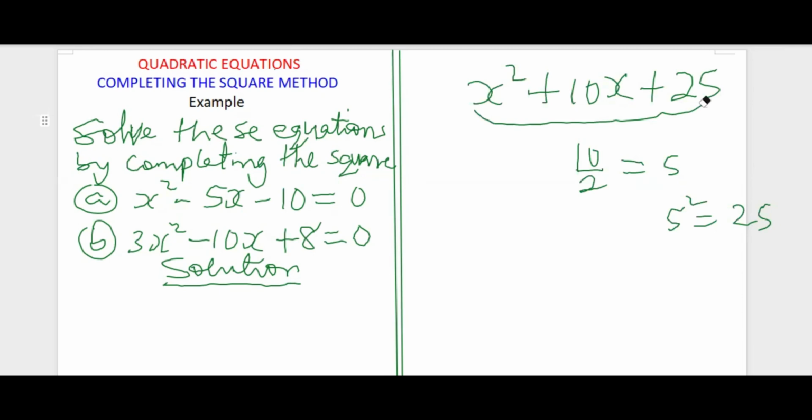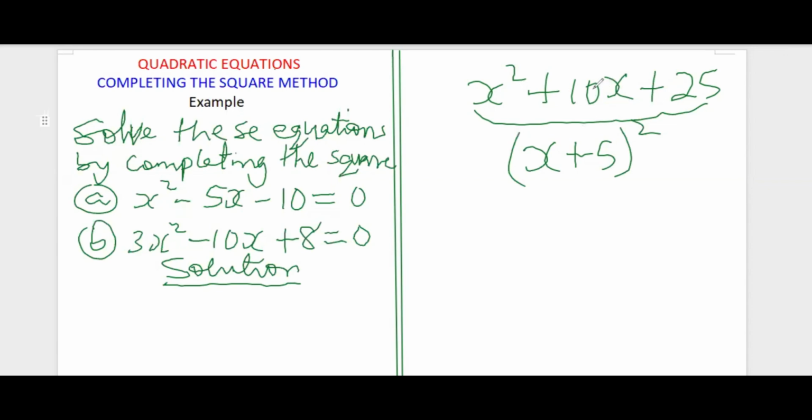And how do we factorize a perfect square? When a particular expression is a perfect square, how do we factorize it? Look at this, what we do. Since the letter is x, write x, then ask what is half of this coefficient? Plus 5. So if you expand this back, you will get this expression.